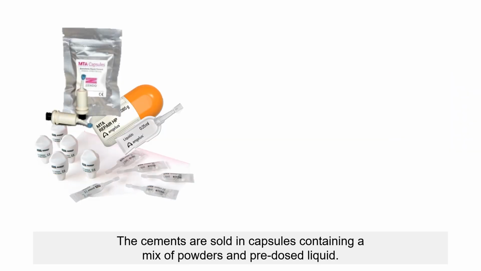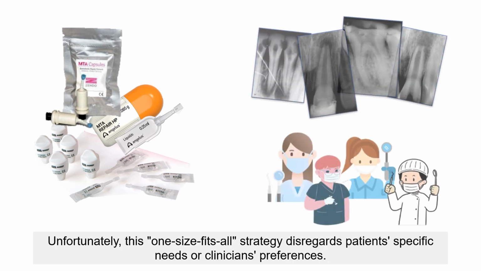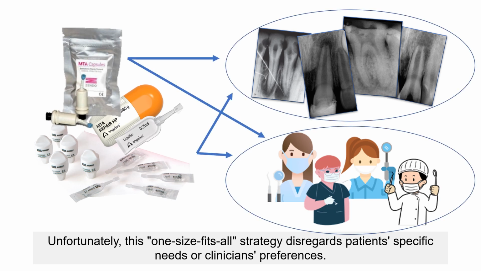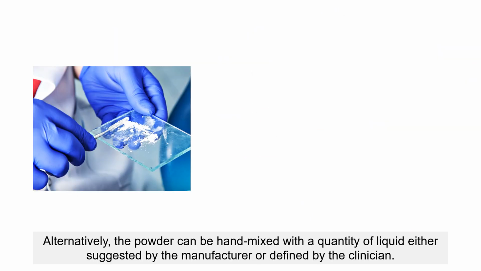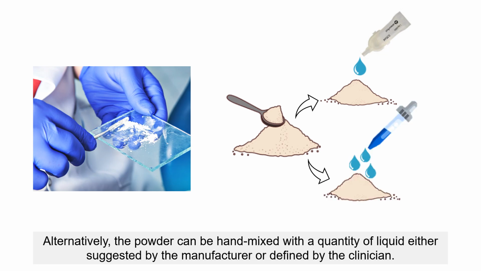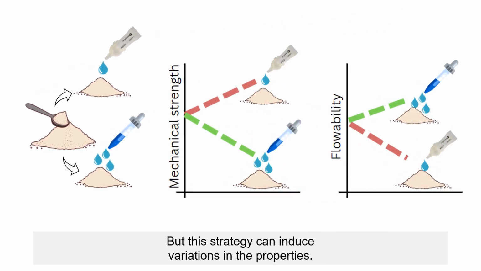The cements are sold in capsules containing a mix of powders and pre-dosed liquid. Unfortunately, this one-size-fits-all strategy disregards patients' specific needs or clinicians' preferences. Alternatively, the powder can be hand-mixed with a quantity of liquid either suggested by the manufacturer or defined by the clinician. But this strategy can induce variation in the properties.